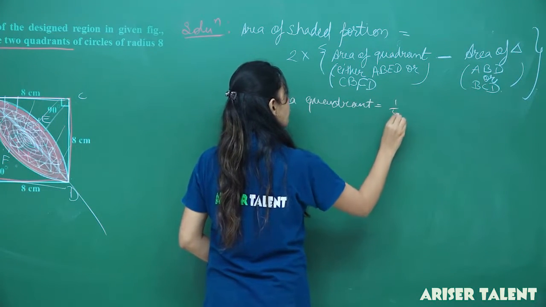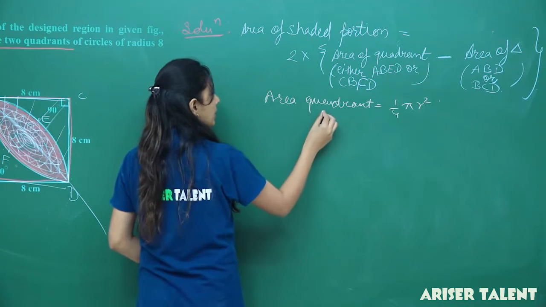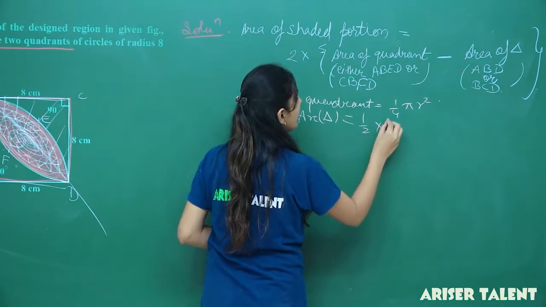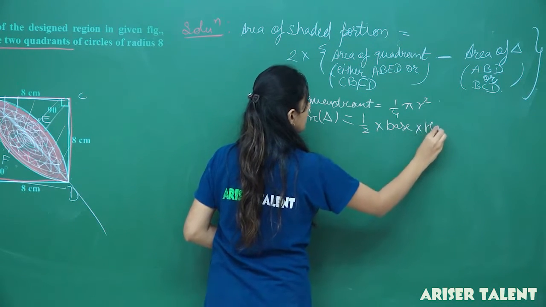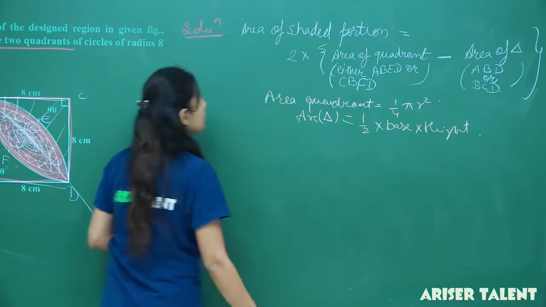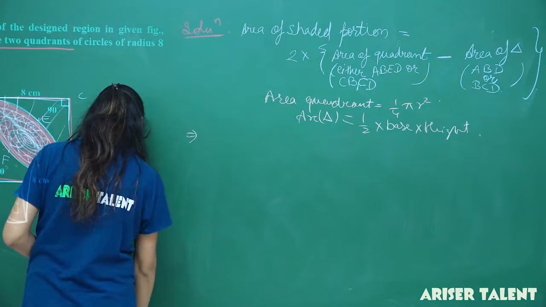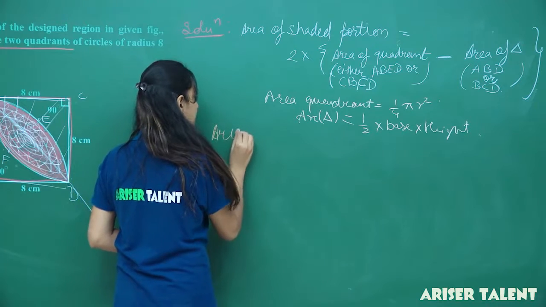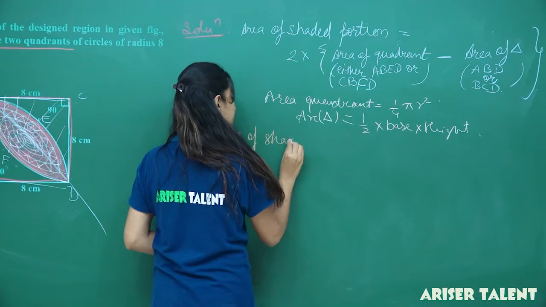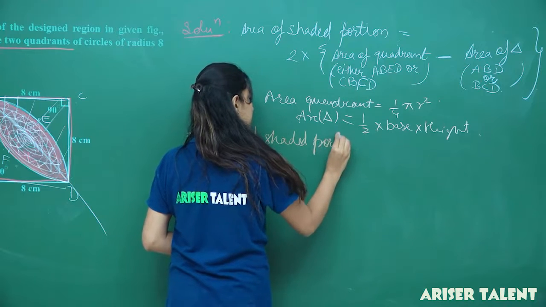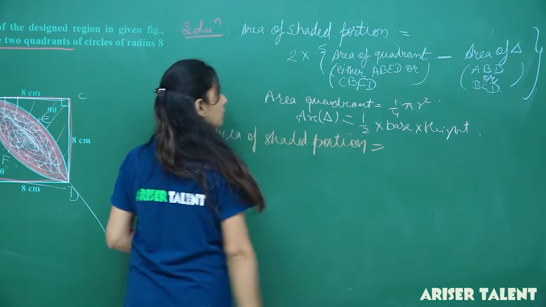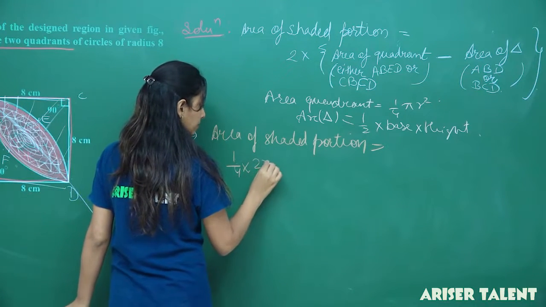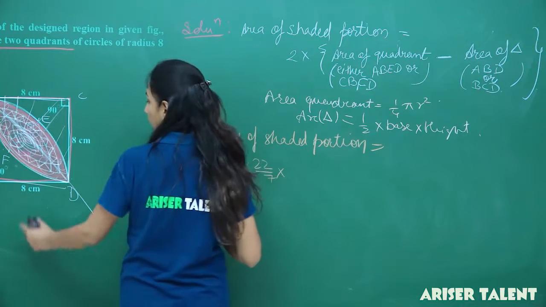Okay, so if I put the values here, area of quadrant equals 1 by 4 pi r square, and area of triangle equals 1 by 2 base into height. So I am just putting the values in the equation, which implies that area of shaded portion equals this complete area, 1 by 4 pi r square.